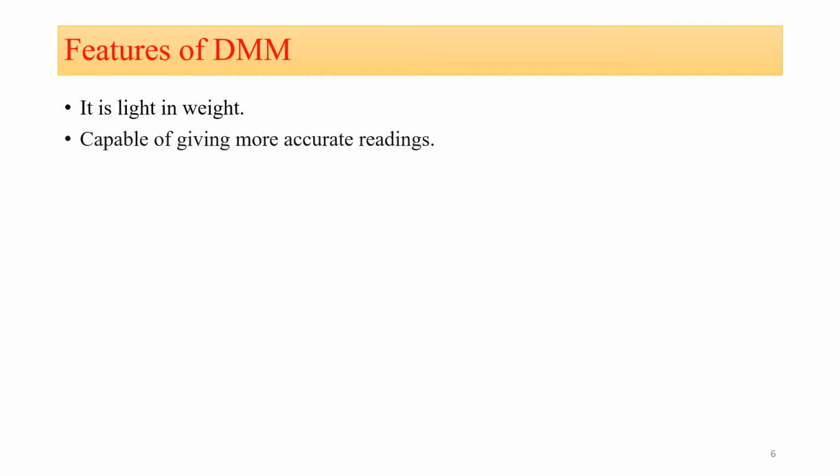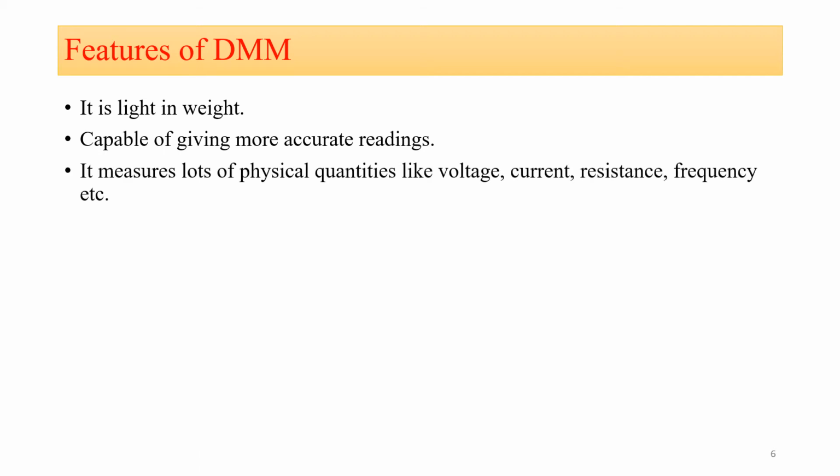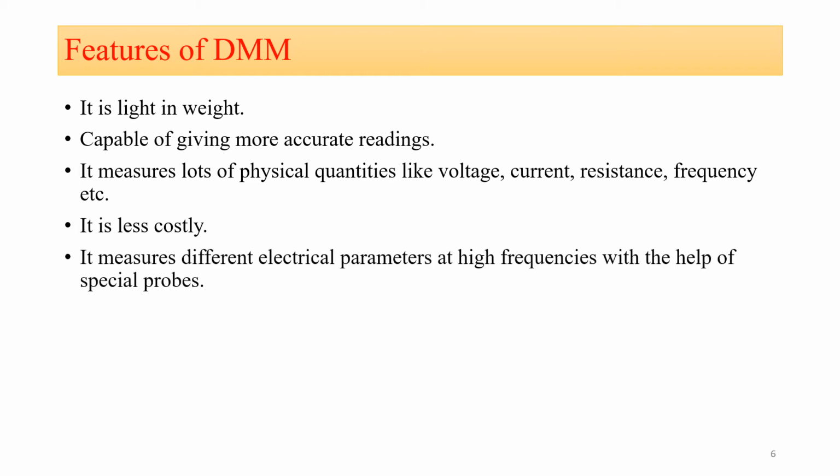Now, which are the different features of the digital multimeter? First, it is light in weight. Then it is capable of giving more accurate readings as compared to our analog voltmeter or analog ammeter. Then it measures lots of physical quantities like voltage, current, resistance, frequency, etc. Then it is less costly, and it measures the different electrical parameters at high frequencies with the help of special probes. Now the block diagram of the digital multimeter.